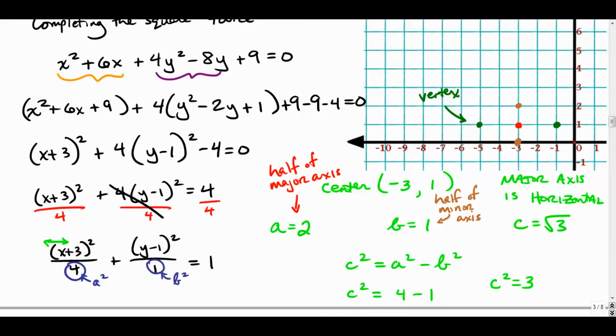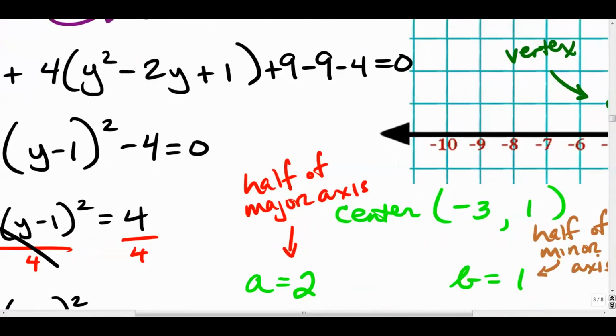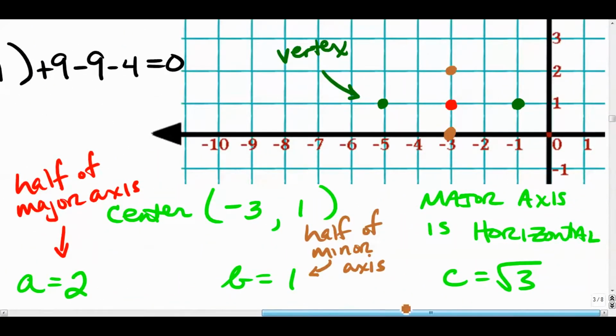And the only other thing we need are the foci. I'm going to zoom in on this a little bit. The foci, if you remember, are always C units away from our center. So the foci in this case, and I'll put the foci in purple, are radical 3 units away, and the foci are always on the major axis, so they're always going to be straight in line with the center and with the vertices.